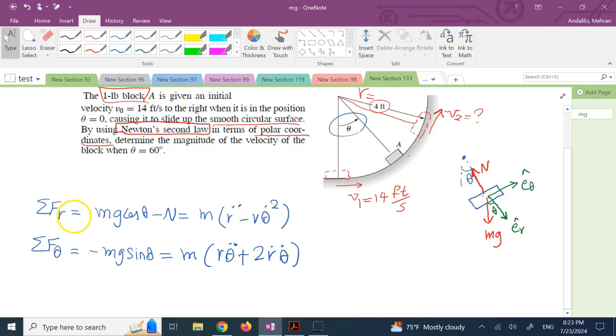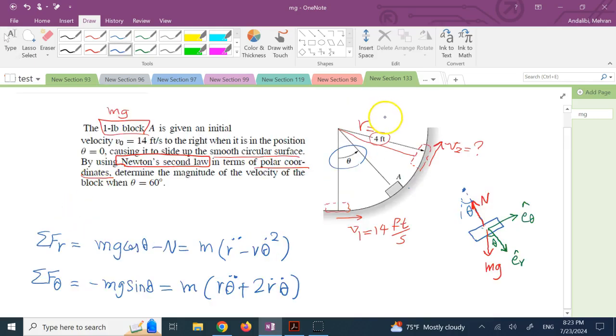In this case, r is 4 feet, and that is constant, right? So r is equal to 4, and that is constant. What does it mean? It means that your r dot is 0, and that means your r double dot is 0. Of course, they have units, but that here makes life a little bit simple for us. So these two terms will be taken care of.